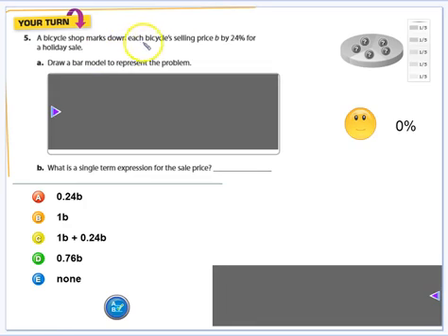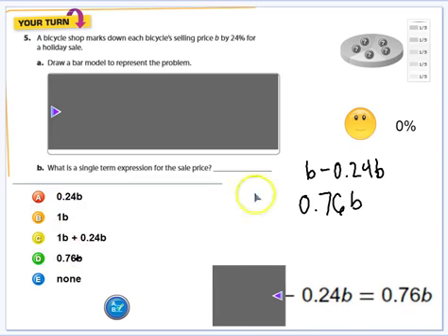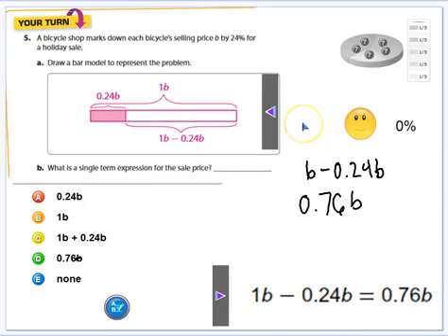A bicycle shop marks down each bicycle selling price B by 24%. Draw a bar model? I don't need to, okay? I've got B minus 0.24B. And then what is a single term expression? This is two terms. A single term would be 1 minus 0.24, which would be 0.76B. My answer is D. That's how you work it out. That's your bar problem, but I don't really like doing that.